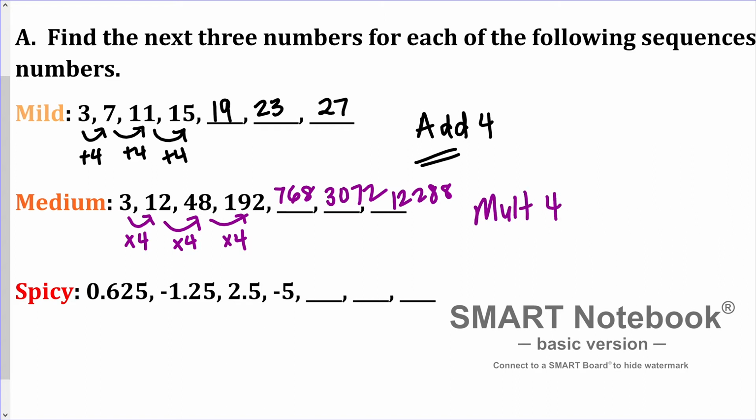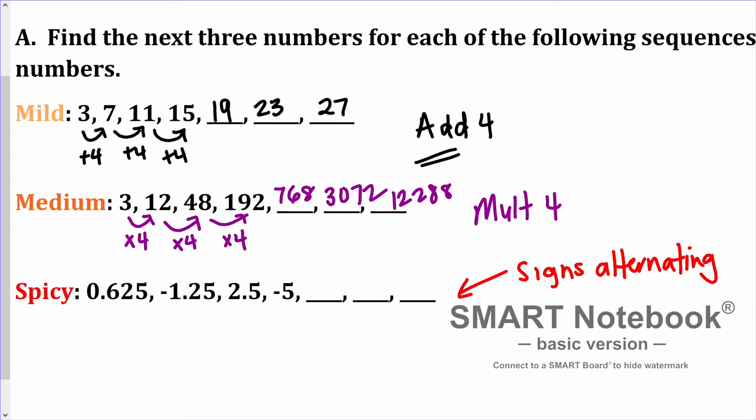Now let's look at this last one. There are a couple of things I notice. The first thing I notice is that the signs are alternating. You guys see that? It's going from positive to negative to positive to negative. If I'm consistently adding a number or subtracting a number, it's not going to do that. Either it's going to go into the positives or into the negatives and stay there. It's not going to flip back and forth. So I know I must be multiplying or dividing.